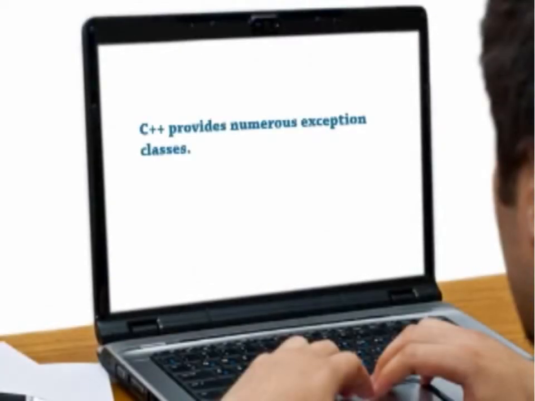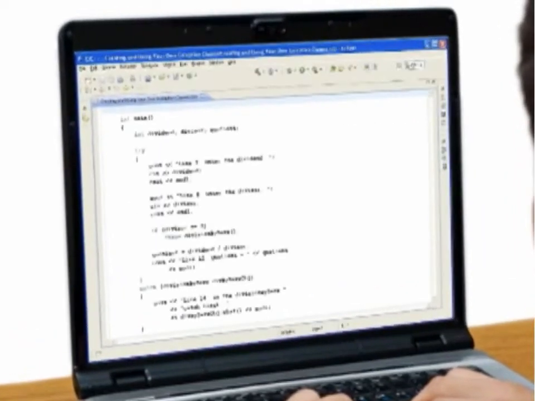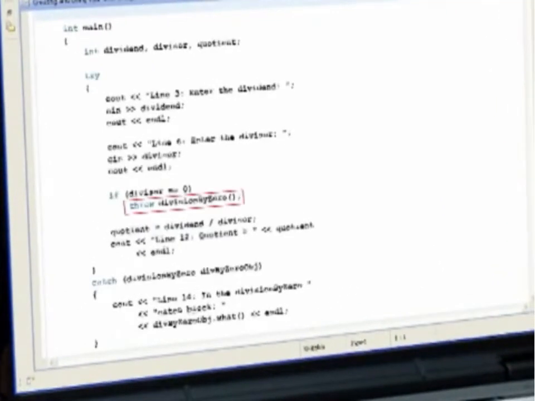C++ provides numerous exception classes to deal with these situations. However, it does not provide all of the exception classes you will ever need. Therefore, C++ enables programmers to create their own exception classes. C++ uses the same mechanism to process the exceptions that you define as it uses for built-in exceptions. However, you must throw your own exceptions using the throw statement.